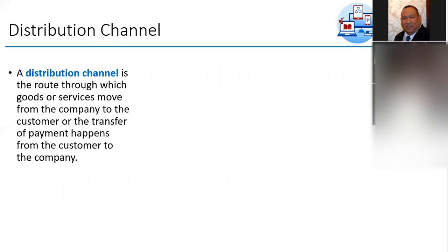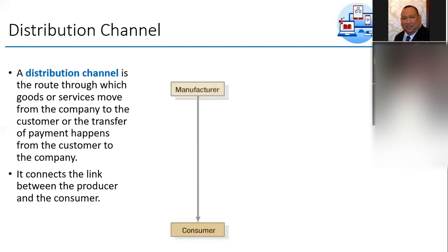So basically, we'll be talking about distribution channel. What is a distribution channel? It is the route through which goods or services move from the company to the customer, or the transfer of payments that is happening from the customer to the company. Generally, it connects the link between the producer and the consumer. So if we have products or services available, what is the link, the channel from our side to our customer? So from manufacturer to customer.